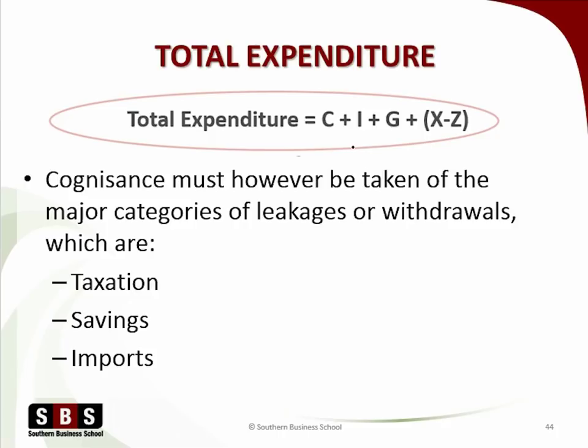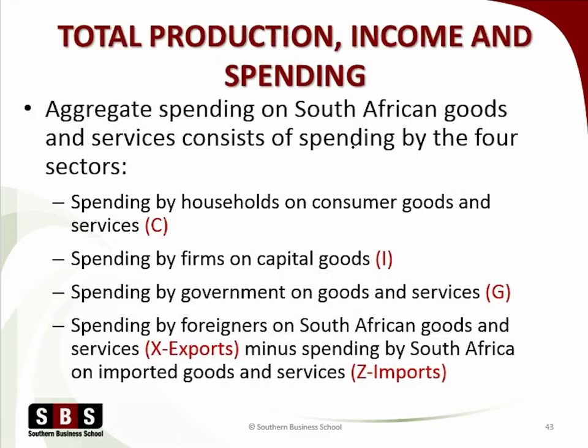Now, there are leakages and withdrawals out of the system. This is more just for information's sake. Taxation is a withdrawal. Savings is also a flow from the system into an account or into an investment project. And imports is a flow back into the economy. So money out and goods into the economy. But more important is to understand that total expenditure formula, and on the previous slide what all the symbols stand for.